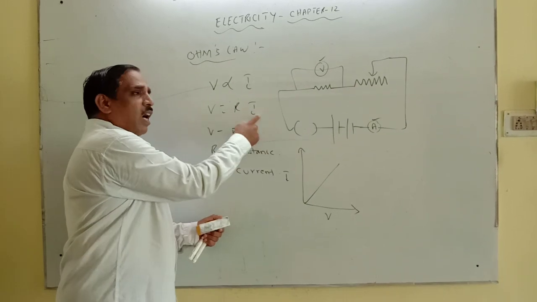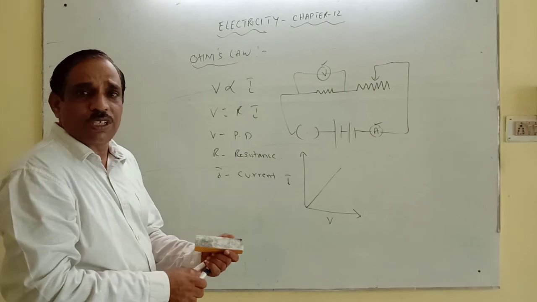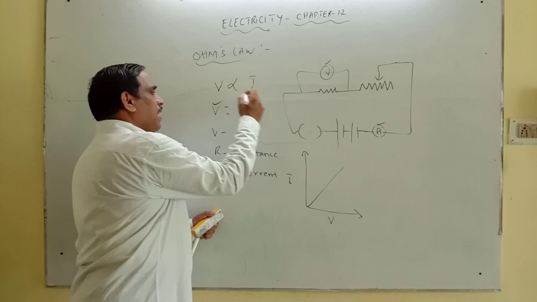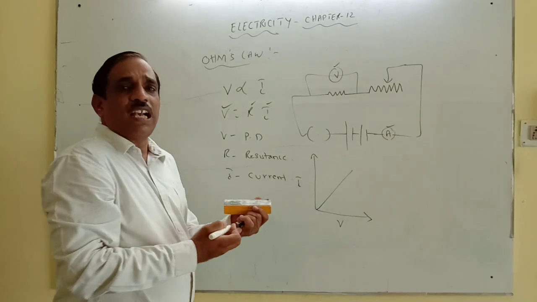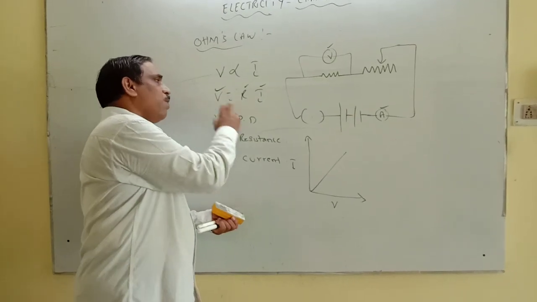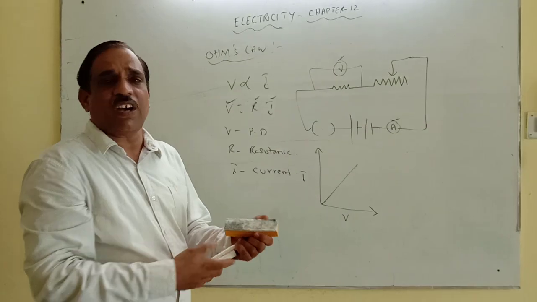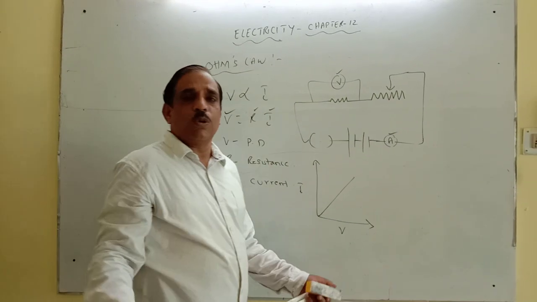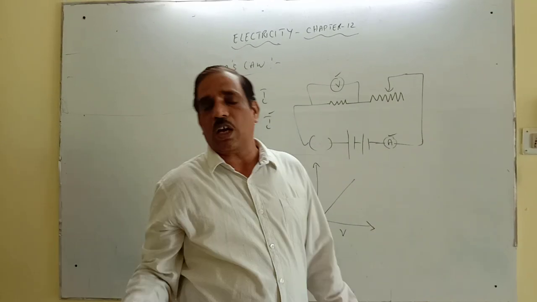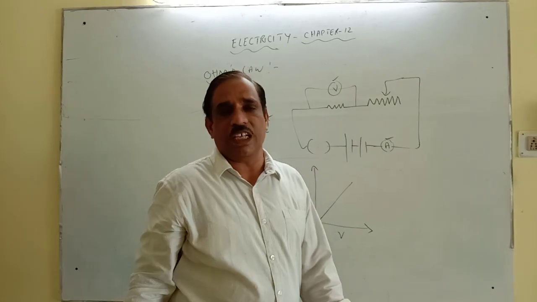The second type of question that can be asked is on the mathematical expression of Ohm's law, V equals R I. There can be a question giving the values of V and I, asking you to find the resistance, or giving the values of V and R and asking you to find the current. That we can do from the NCERT book or a worksheet that will be given to you later.